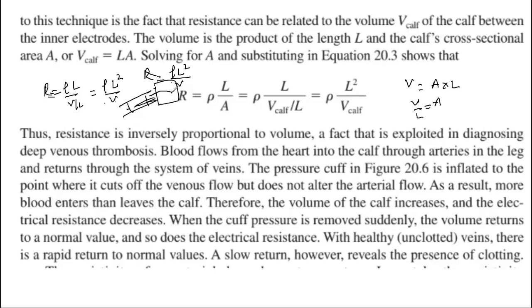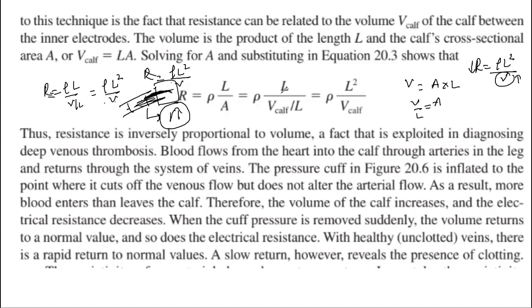That means that the blood is entering the calf area, but it is not leaving. As a result of that, volume will increase. Do you agree? The volume will increase because through the arteries the blood is allowed to enter, but through the veins it is not allowed to go out. Because of the inverse relationship, R is equal to rho L square upon V, because the volume is increasing, resistance will decrease, right?